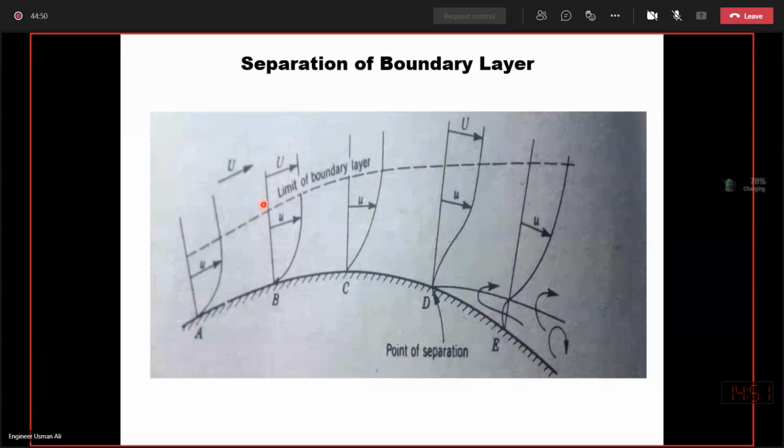Now this dotted line shows the limit of the boundary layer on this curved object. This is the velocity profile at different points, and U is the undisturbed velocity outside the boundary layer, and small u is the local velocity within the boundary layer. Now, at point A, where the fluid is just entering this curved surface, there is a certain local velocity. At point B, there is a maximum velocity achieved because from A to B it's a converging flow.